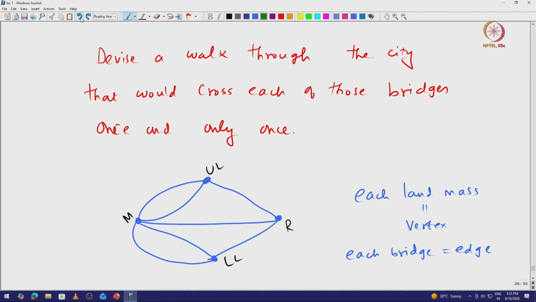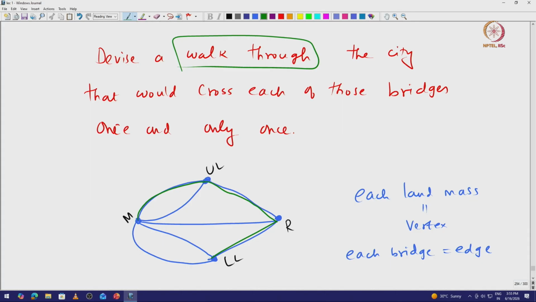So, now we can ask the following question. Devising a walk through the city satisfying this condition is the same as walking between the vertices. We start with, for example, M and then go to UL and then go to R and come to LL like that. But the question asks that you walk like this between the vertices, and you need to cross each bridge only once. So, you have to cross every bridge, and only once.